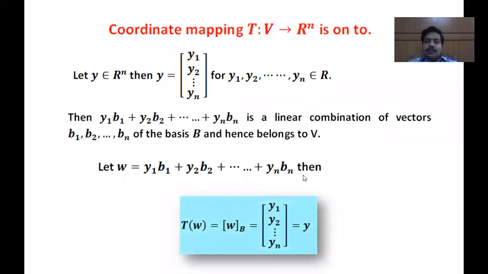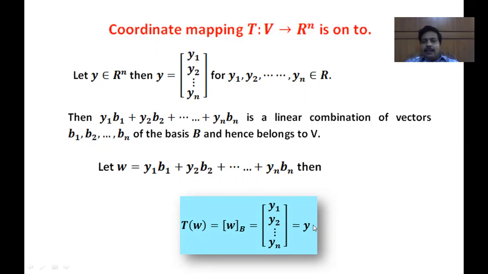Then T of W is equal to, as per our definition of T, this is WB, that is B coordinate vector of W. So since the weights are y1, y2 and so on, yn, that is equal to column matrix y1, y2 and so on, yn. This is nothing but Y, the column vector in Rn. So T of W is equal to Y.